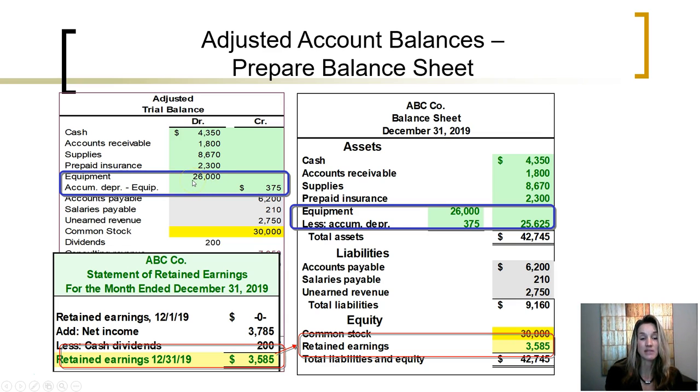So equipment and its contra asset account, accumulated depreciation, are reported together on the balance sheet. Here is the equipment less its contra asset balance to reflect the book value. The balance sheet hasn't changed. It is still reporting total assets, liabilities, and ending equity.